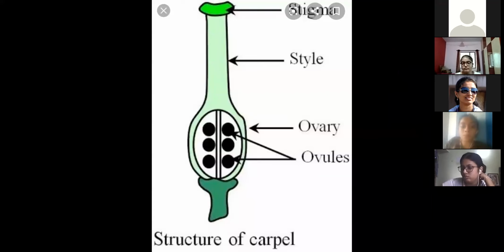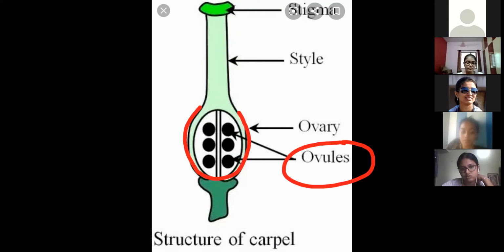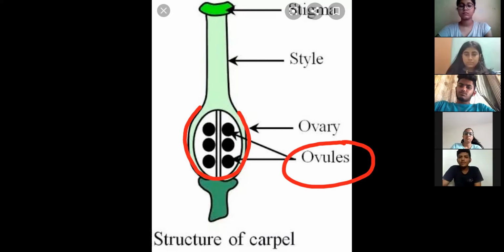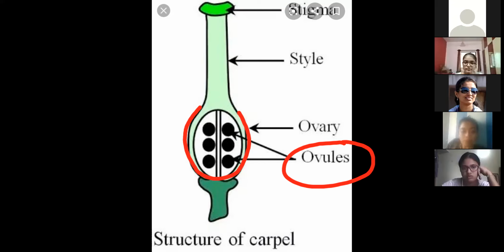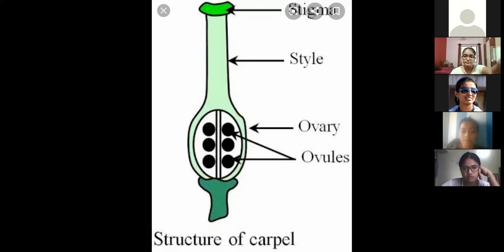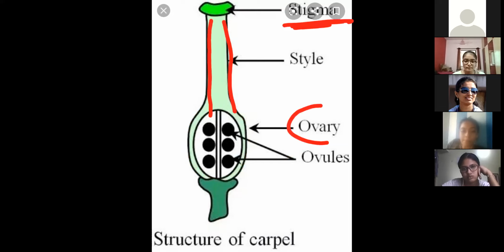Now, gynoecium is made up of one or more carpels. Next, carpel is divided into three parts: ovary, style, and stigma. Ovary, that's the basal enlarged part in which ovules are born. Right? Ovary in which ovules are enclosed, that we call the ovary, which is a basal part. Next, after that, second part, that's the style. Style is a long, slender, elongated tubular structure. It makes a connection between the stigma and ovary.